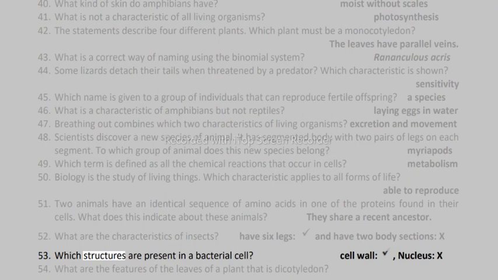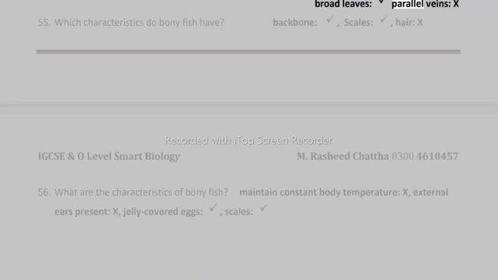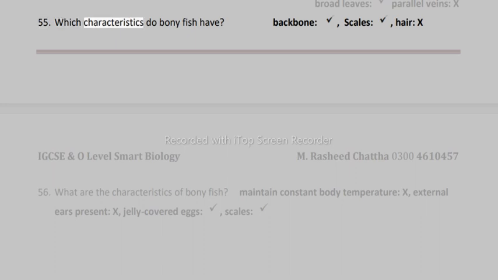53. Which structures are present in a bacterial cell? Cell wall, nucleus, X. 54. What are the features of the leaves of a plant that is a dicotyledon? Broad leaves, parallel veins, X. 55. Which characteristics do bony fish have? Backbone, scales, hair, X.